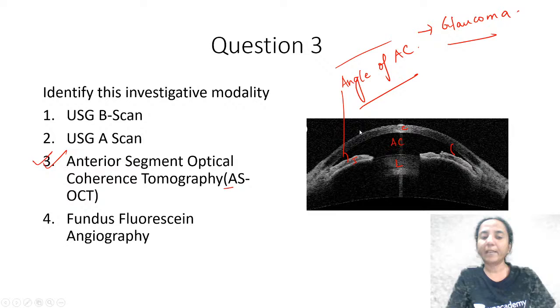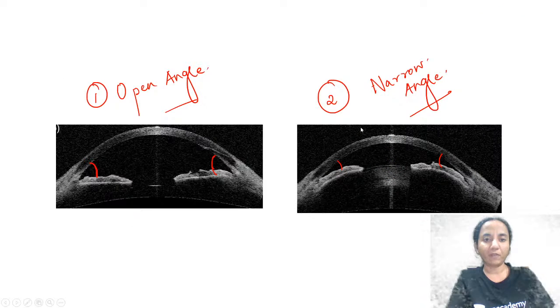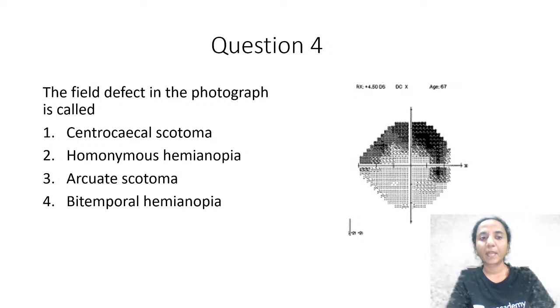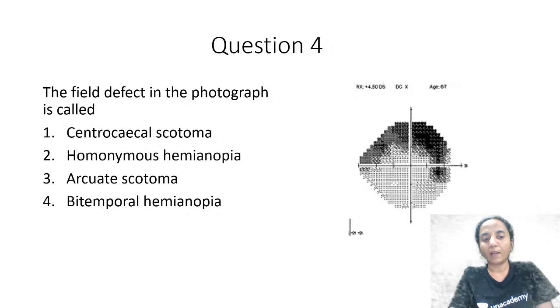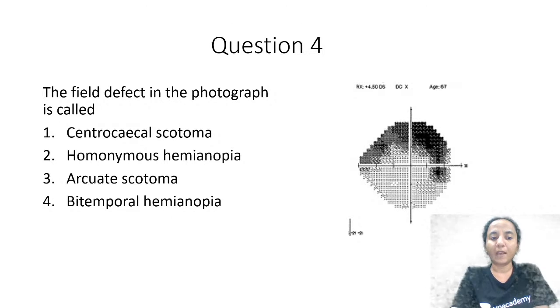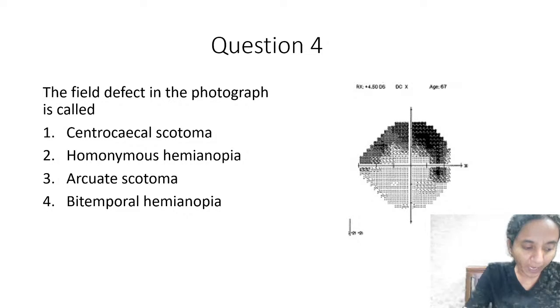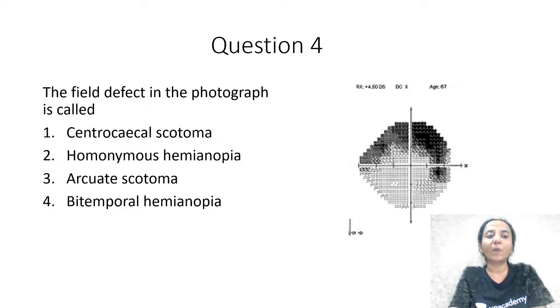Okay? Chalo. Let me show you another question on ophthalmic investigation. The field defect in this photograph. This is a picture of perimetry, right? And we are being asked what the field defect in this photograph is called. Is it a centrocecal scotoma? Is it a homonymous hemianopia? Is it an arcuate scotoma, or is it a bitemporal hemianopia? Will anyone of you be able to answer this question for me? What is this defect called?